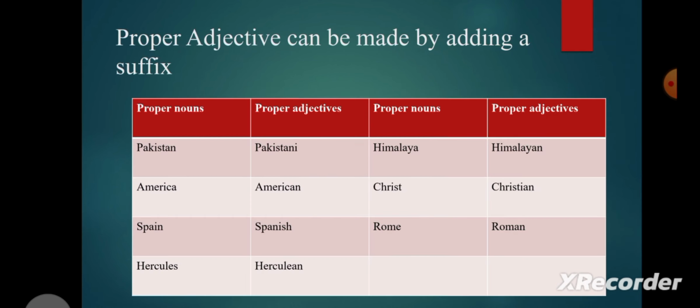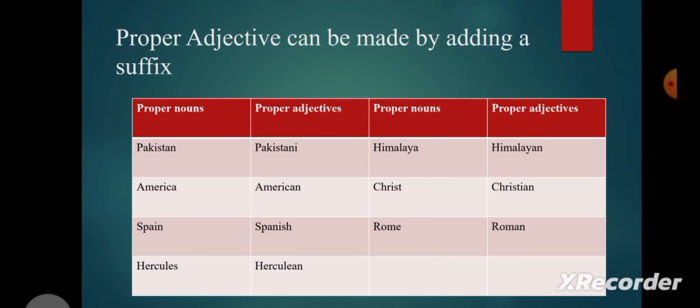The formation of proper adjectives. A proper adjective comes out of a proper noun and is descriptive of it. It comes from a proper noun and it is descriptive of the proper noun from which it comes. For example, from a proper noun we can make proper adjectives. The proper noun is Australia, the proper adjective is Australian.